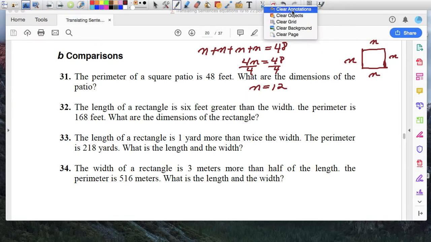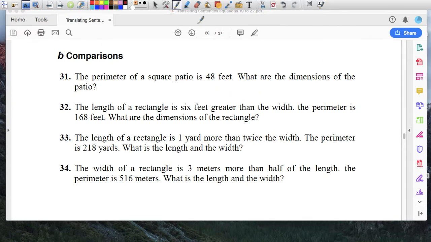33, the length of a rectangle. So again, this is a rectangle. So draw yourself a rectangle. And you know we have a width and a length on the rectangle. So it says the length of a rectangle is 1 yard more than twice the width.